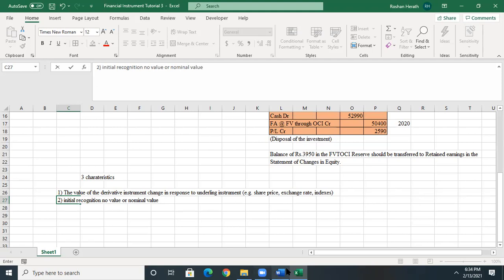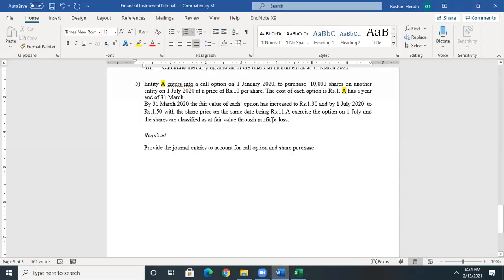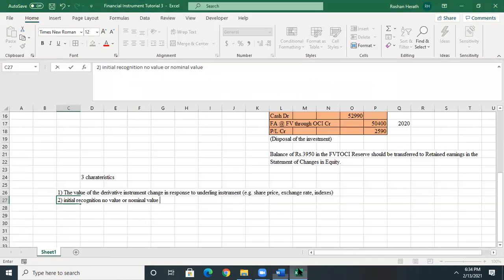Here we are taking the share option. With the share option, you can see that the value is just 1 rupee per share, so it's a very nominal, very insignificant value compared to the underlying instrument value. The share price is 10, but the option price is 1 rupee. In some cases, if you take the futures contract or the forward contract, you would find that there would be no value at all at the initial recognition.